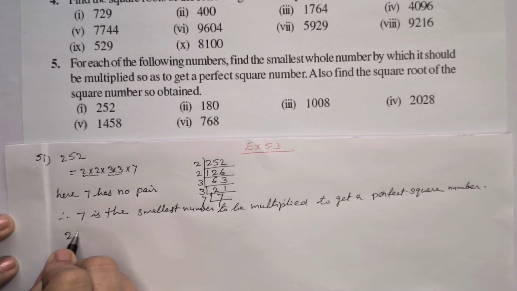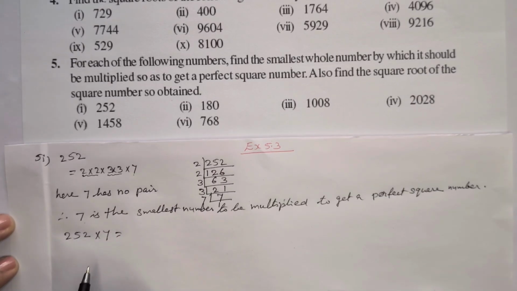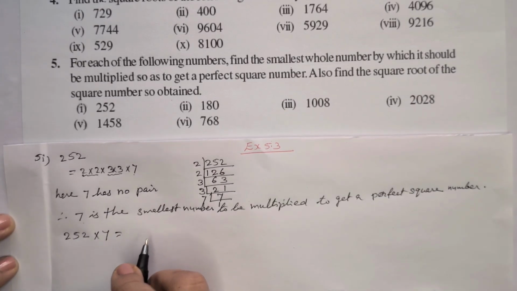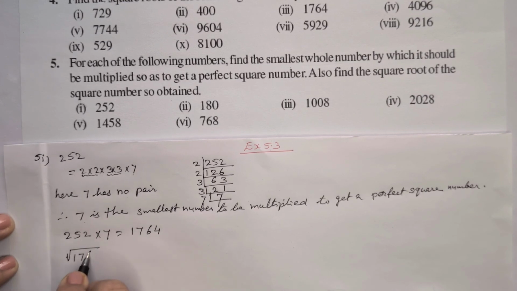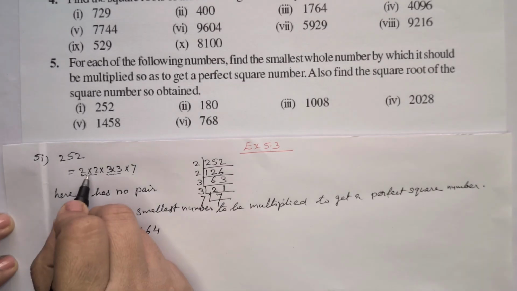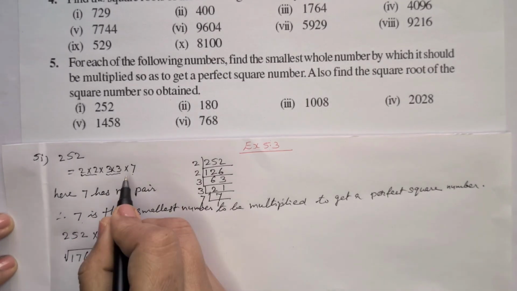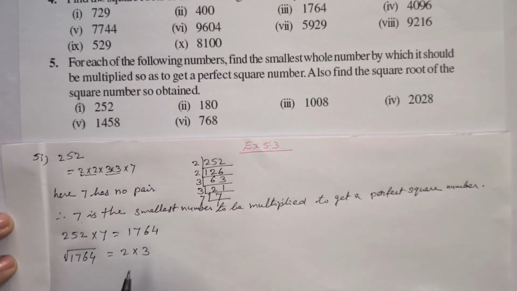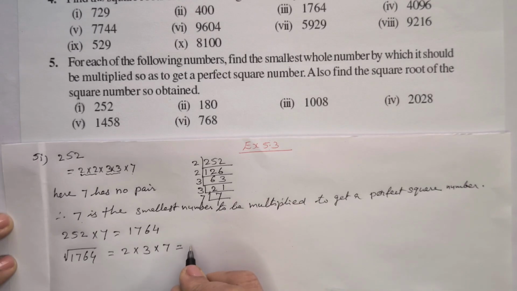That means we have 252 here, the number, that into 7. When we are multiplying with 7, we will get 1764. Then the square root of 1764 is equal to, already we have this number. So from each pair we can take 2 into 3. Now one more 7 we multiplied, so 7 also became a pair. So into 7, which is equal to 42.